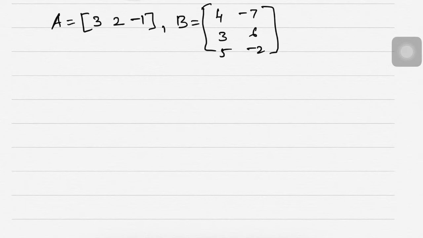Now let us first talk about the order of the matrices. The order of the first matrix is 1 by 3, that is it has got 1 row and 3 columns, and the order of the second matrix is 3 by 2. It means that matrix B has 3 rows and 2 columns. When we multiply two matrices, the number of columns in the first matrix should be equal to the number of rows in the second matrix. So in this case, matrix A has 3 columns and matrix B has 3 rows. It means that here we can multiply these two matrices.